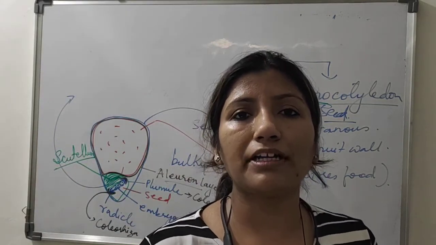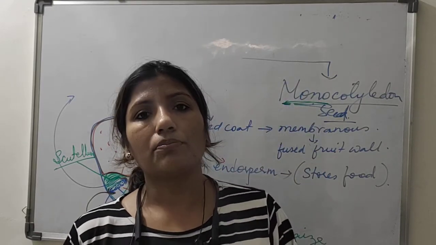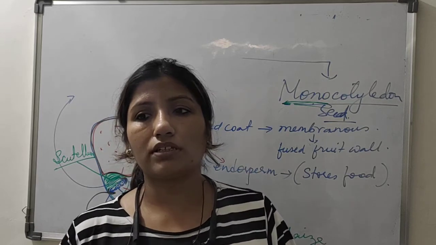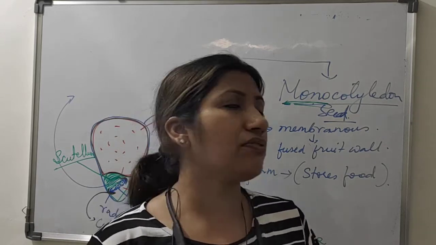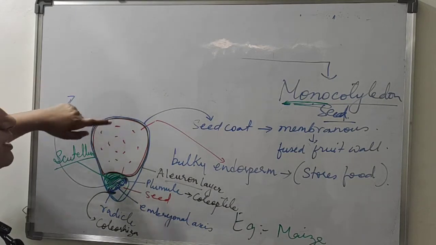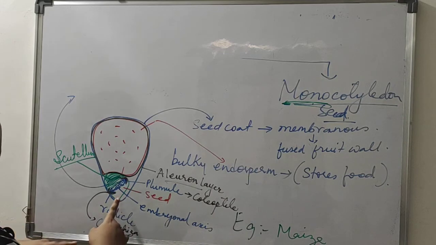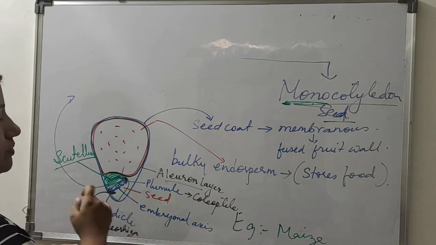formed? Endosperm is formed by double fertilization. We have studied in the previous chapter, chapter 3, plant kingdom, that angiosperms undergo double fertilization. So double fertilization leads to the formation of endosperm. One male gamete fuses with the polar nuclei and forms the endosperm. One male gamete fuses with the egg cell and forms the zygote, which forms the seed.